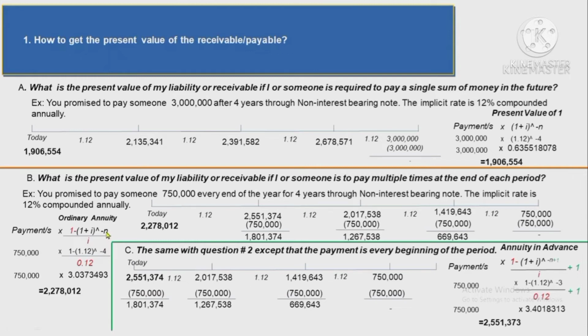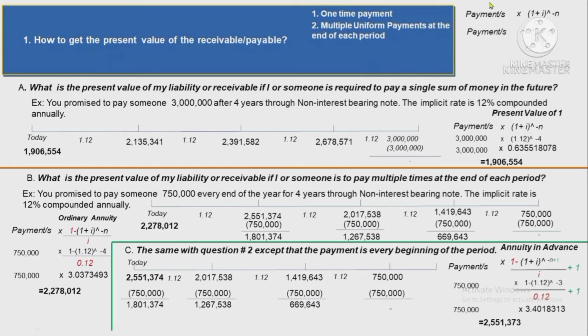Now, let's have the summary. So, to get the present value of your receivable or liability, or to answer the first question, if it involves one-time payment only, you use payments times 1 plus i raised to the power of negative n. This formula is what we call the present value of 1.